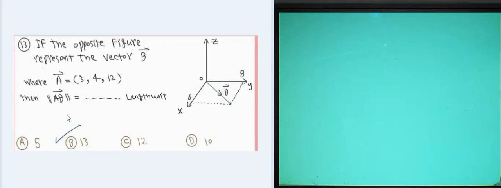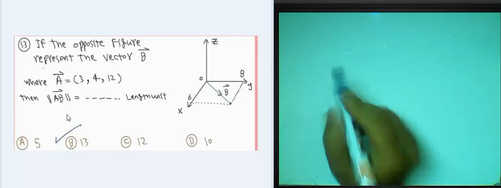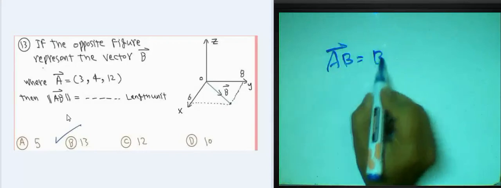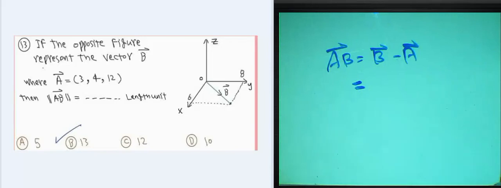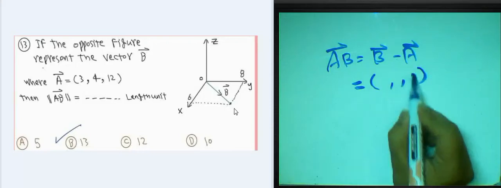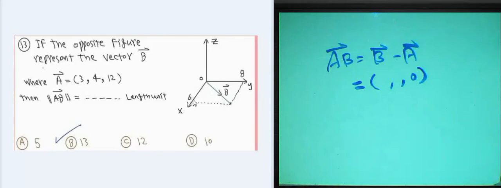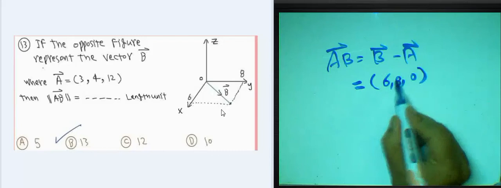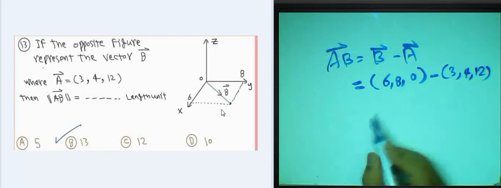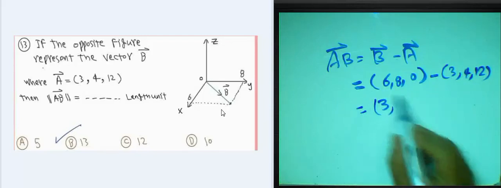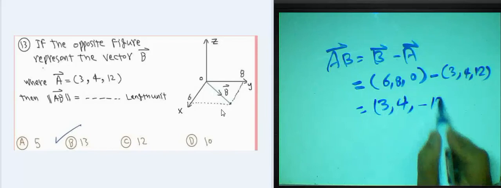Question 13. The figure represents vector B here, where vector A equals 3, 4, and 12. Then the absolute value of vector AB equals what? We know vector AB equals vector B subtract vector A. Vector B equals what? We can find vector B. Vector B lies in the plane xy, then z equals 0. Here moving 6 along x, and y moving 8 units. Subtract vector A, which is 3, 4, and 12. 6 minus 3 equals 3. 8 minus 4 equals 4. 0 minus 12 equals minus 12.